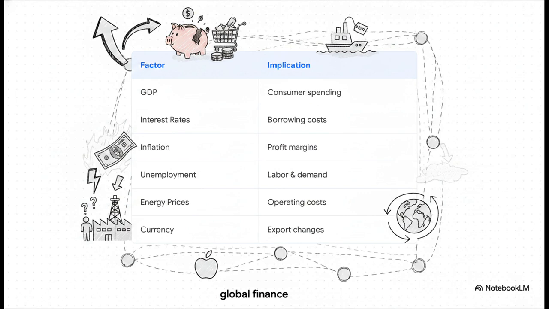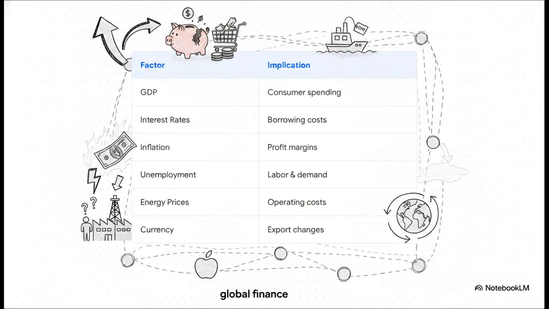GDP growth signals more consumer spending, right? So you expand. High interest rates mean borrowing is more expensive, so you might want to delay a massive investment. Inflation? Well, that just puts immediate pressure on your profit margins. Capital availability allows you to acquire competitors or fund innovation. High unemployment might actually make recruitment a bit easier, but it reduces overall consumer spending. Energy prices pretty much dictate your production and logistics costs. Currency markets swing your export competitiveness, and the global financial system connects this whole shebang.